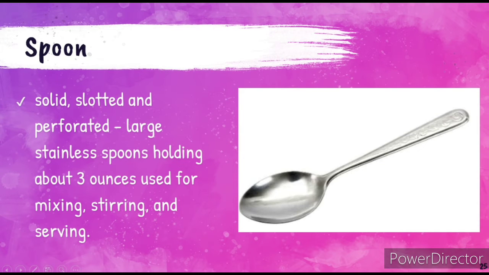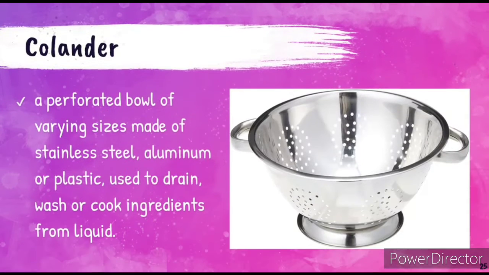A solid, slotted, and perforated large stainless spoon holding about 3 ounces, and it is used for mixing, stirring, and serving ingredients or foods. Next is the colander. This one is a perforated bowl of varying sizes and made of stainless steel, aluminum, or plastic. This one is used to drain, wash, or cook ingredients from liquid. We can also use this one as a steamer.